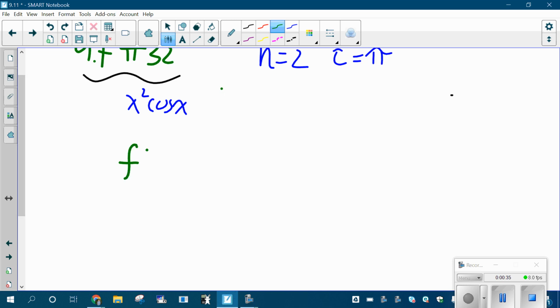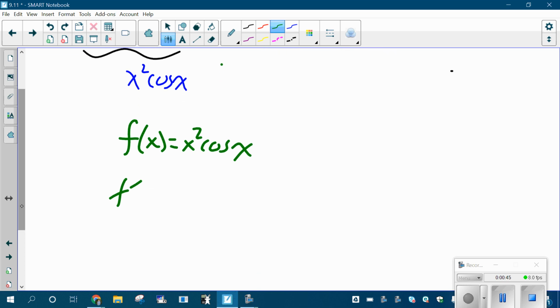So we have our original function, x squared cosine x. We're going to find the first derivative and the second derivative, and we're going to make all these little charts that Mrs. Lemke likes to make, which is a good thing to do. I'm going to do my first derivative. We use the product rule: first times derivative of the second plus second times derivative of the first.